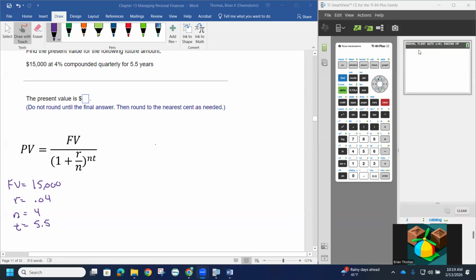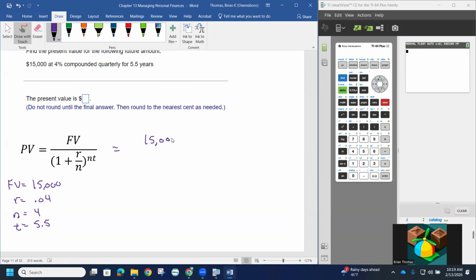Now we need to just substitute into our formula. The future value is going to be the 15,000, over, in parentheses, 1 plus the rate of interest 0.04 divided by n, which is 4, and then raised to n times t. So that's going to be 4 times this 5.5. That looks like a lot to type in.